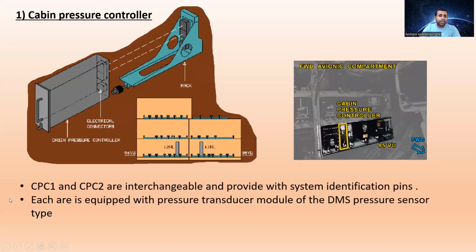The CPC 1, cabin pressure controller 1, and cabin pressure controller 2 are interchangeable and provided with system identification pins. Each CPC is equipped with a pressure transducer module of the DMS pressure sensor type. Just remember, each CPC is equipped with a pressure transducer module of the DMS pressure sensor type.